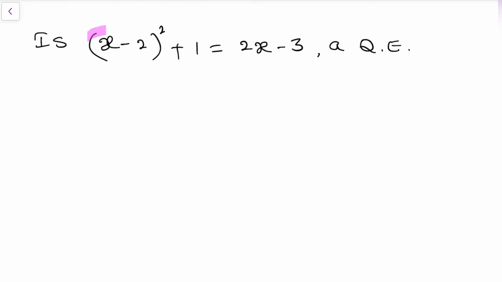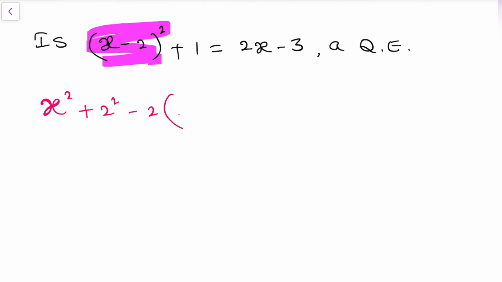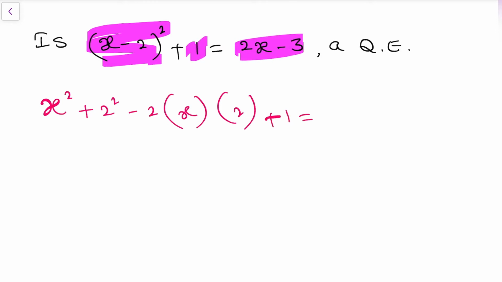On the left side we have (x − 2)² + 1. So (x − 2)² is in the form of (a − b)². If we expand this, it is a² + b² − 2ab. And here plus 1 is there. I am writing that as it is, which equals the right side, 2x − 3. I am writing 2x − 3 as it is.